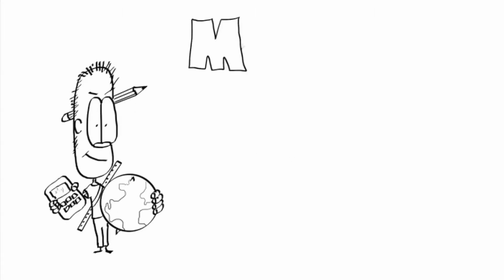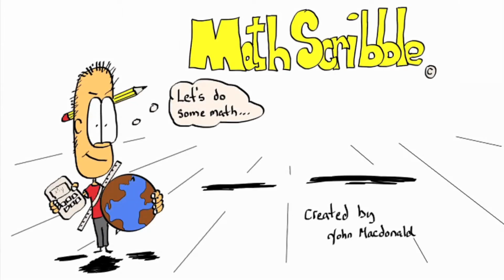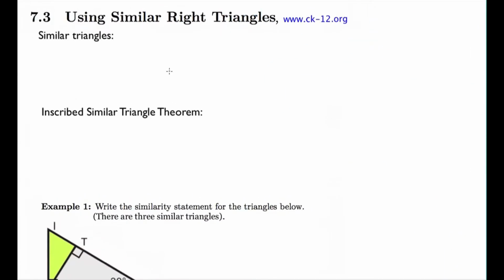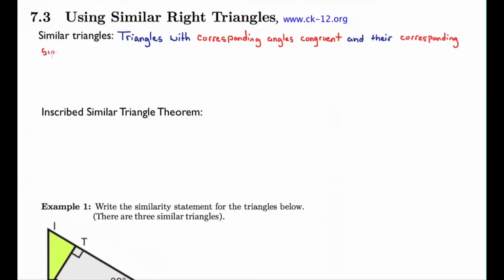Hi everybody, in this video we are looking at similar right triangles. So let's start with defining similar triangles. Triangles with corresponding angles congruent and their corresponding sides proportional in length. So those would be similar triangles.